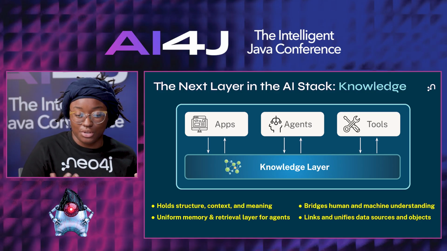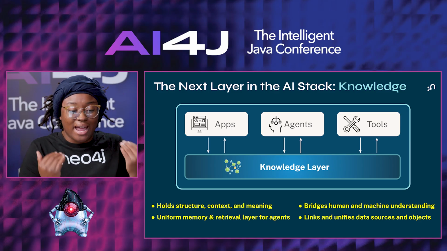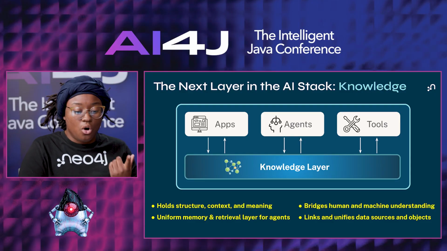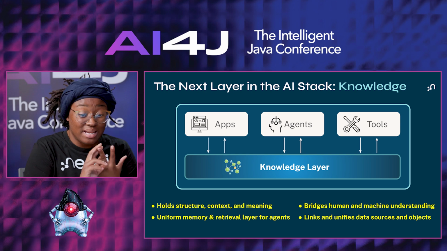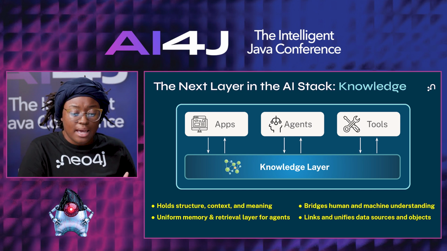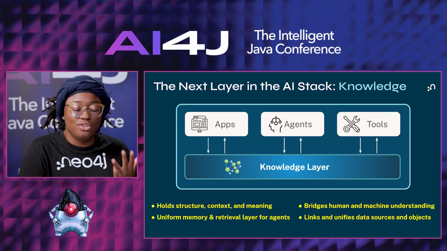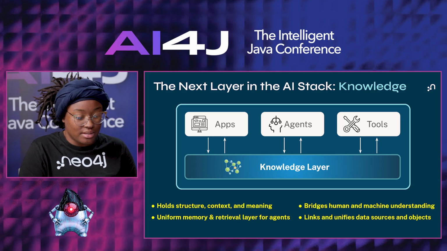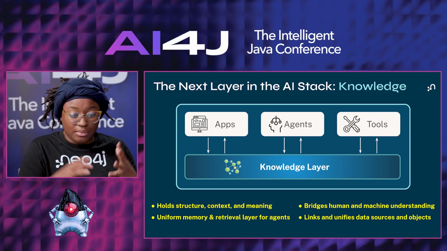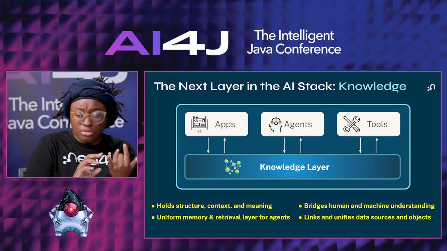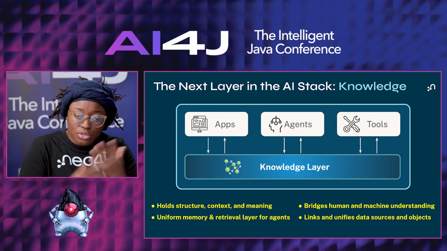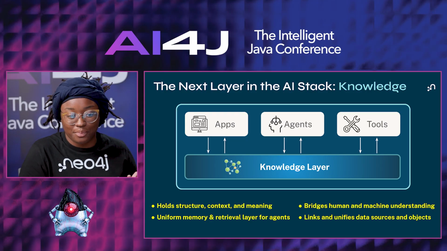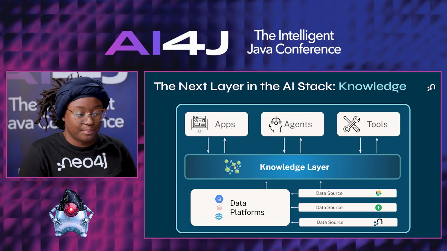And from an architectural standpoint, having a knowledge layer in your AI stack allows you to, number one, hold structure and meaning, and then number two, create a uniform memory layer and retrieval layer for your agents. And then number three, it also allows you to link and unify data sources and objects, right? So holding that structure and context, and then linking and unifying your data sources. And also number four, all while bridging that human and machine understanding. So it's a really helpful tool for building out your AI agents.